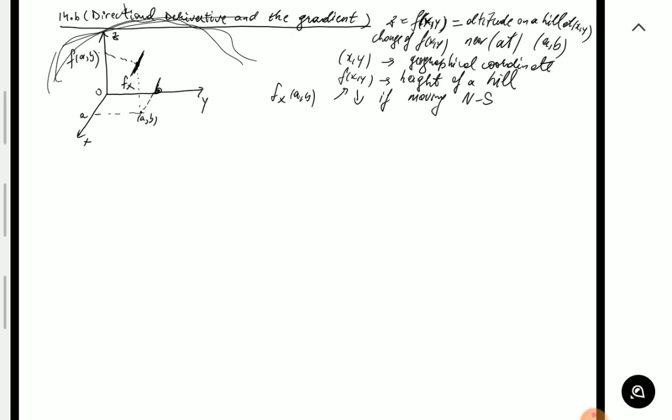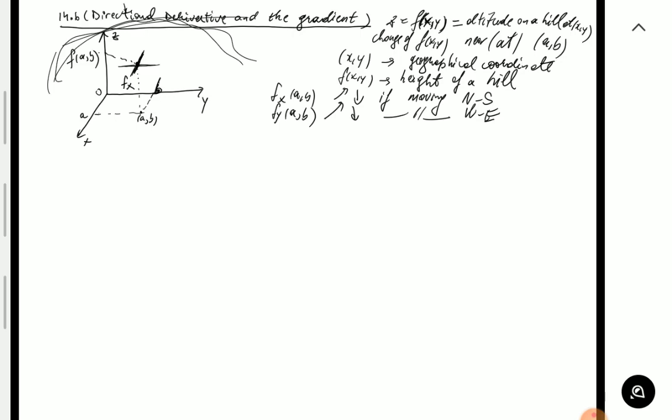And by the same token, let's say I move east-west, around that point. Well, in that case, obviously a is kept constant and y varies, and therefore the slope of that tangent is going to be given by partial y at (a, b). So again, this will answer whether you go up or down if moving west-east or east-west.